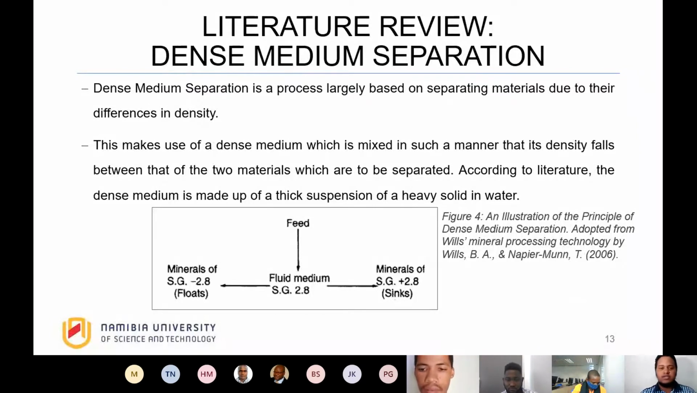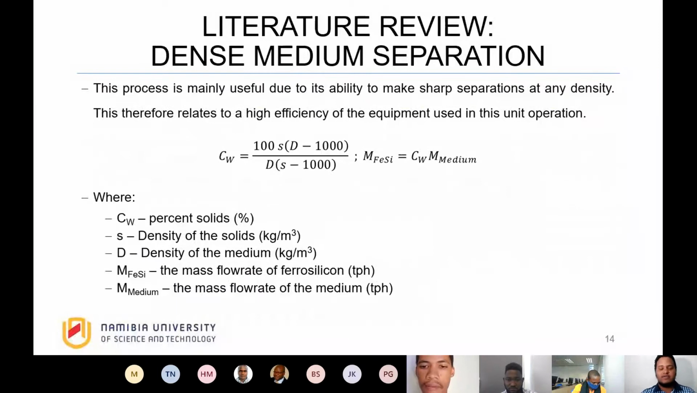In order to determine the amount of ferrosilicon, or our medium, we can use the equation given, as you can see right there, the CW, where CW is your percent solids. This then uses the density of the solids, S, and the density of the medium, D. Therefore, you can calculate, once again, your percent solids. You can then use this value of your percent solids to determine your mass flow rate of the medium that you require.